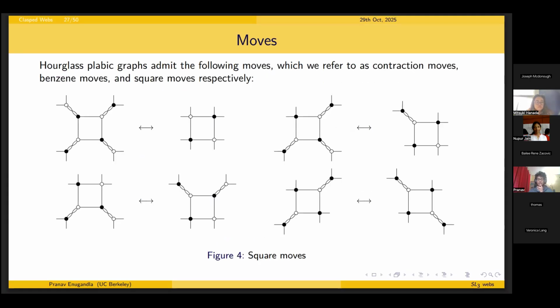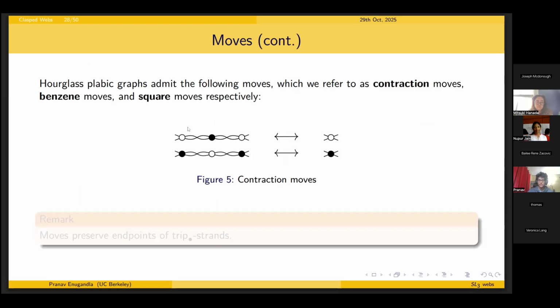There's this more complicated square move, which comes in 4 flavors. But the way I think about it is anytime you have a square, you can flip the colors of all the boundary vertices of the square at the cost of elongating or contracting these boundary strands. We're not going to use these crucially. I just think I should include it because I'm going to state Christian's theorem. And then there's this easier move, which is just a contraction move, which says if you have 2 hourglass edges next to each other, you can collapse both of them.